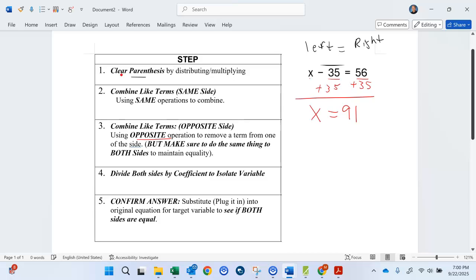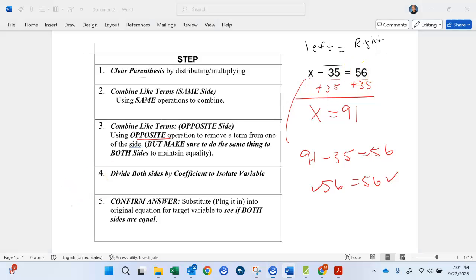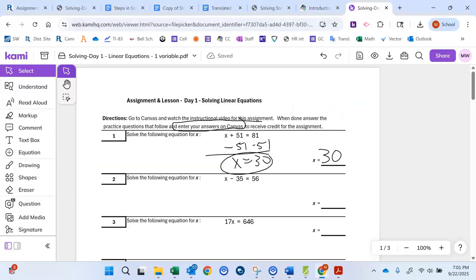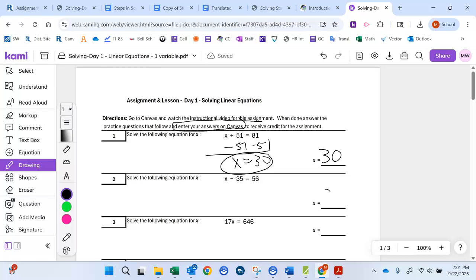So we get x is equal to 91. And when we put it back in here, 91 minus 35 equals 56. If you use your calculator, that would be 56 equals 56. So correct. That's the answer for number 2, which is 91.